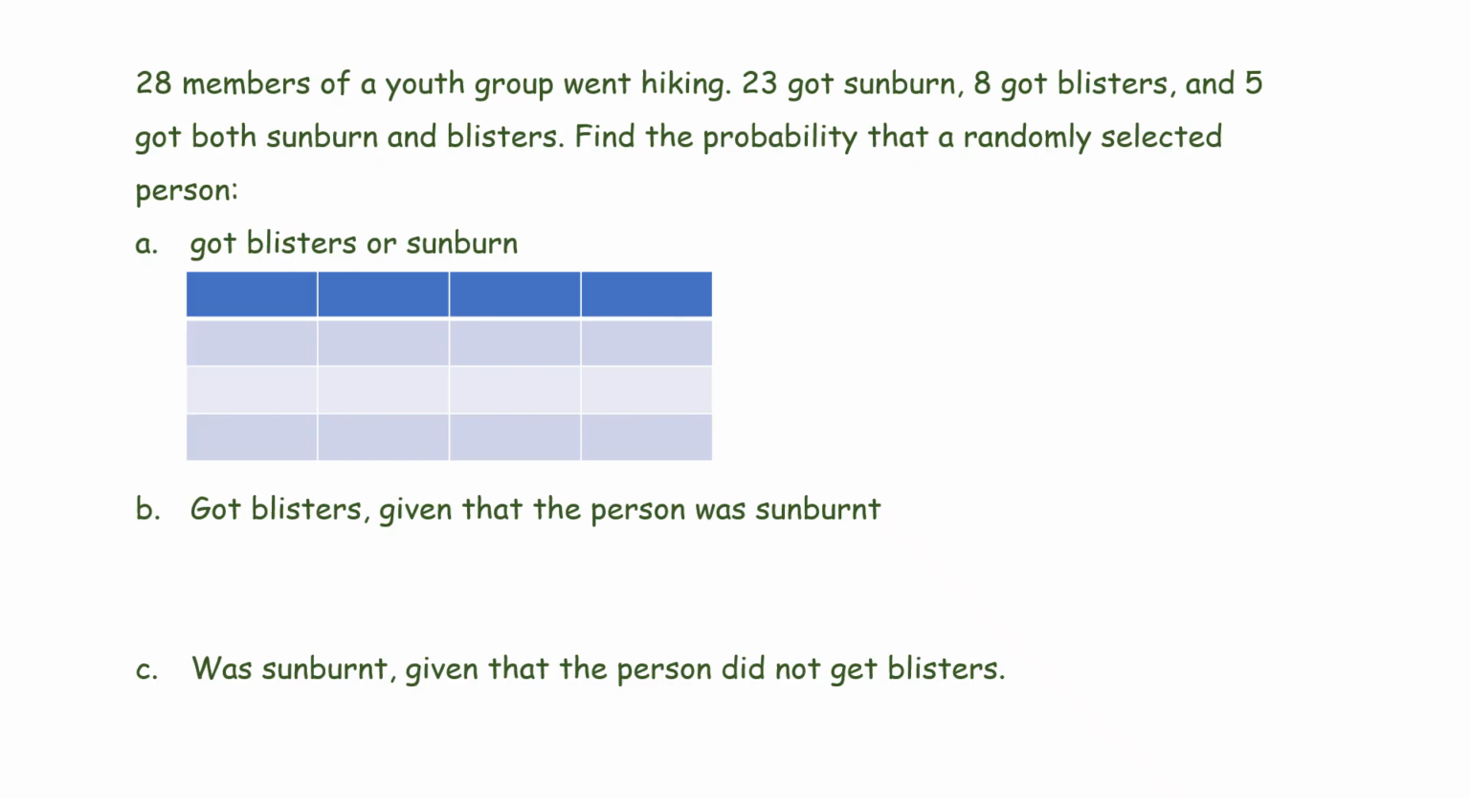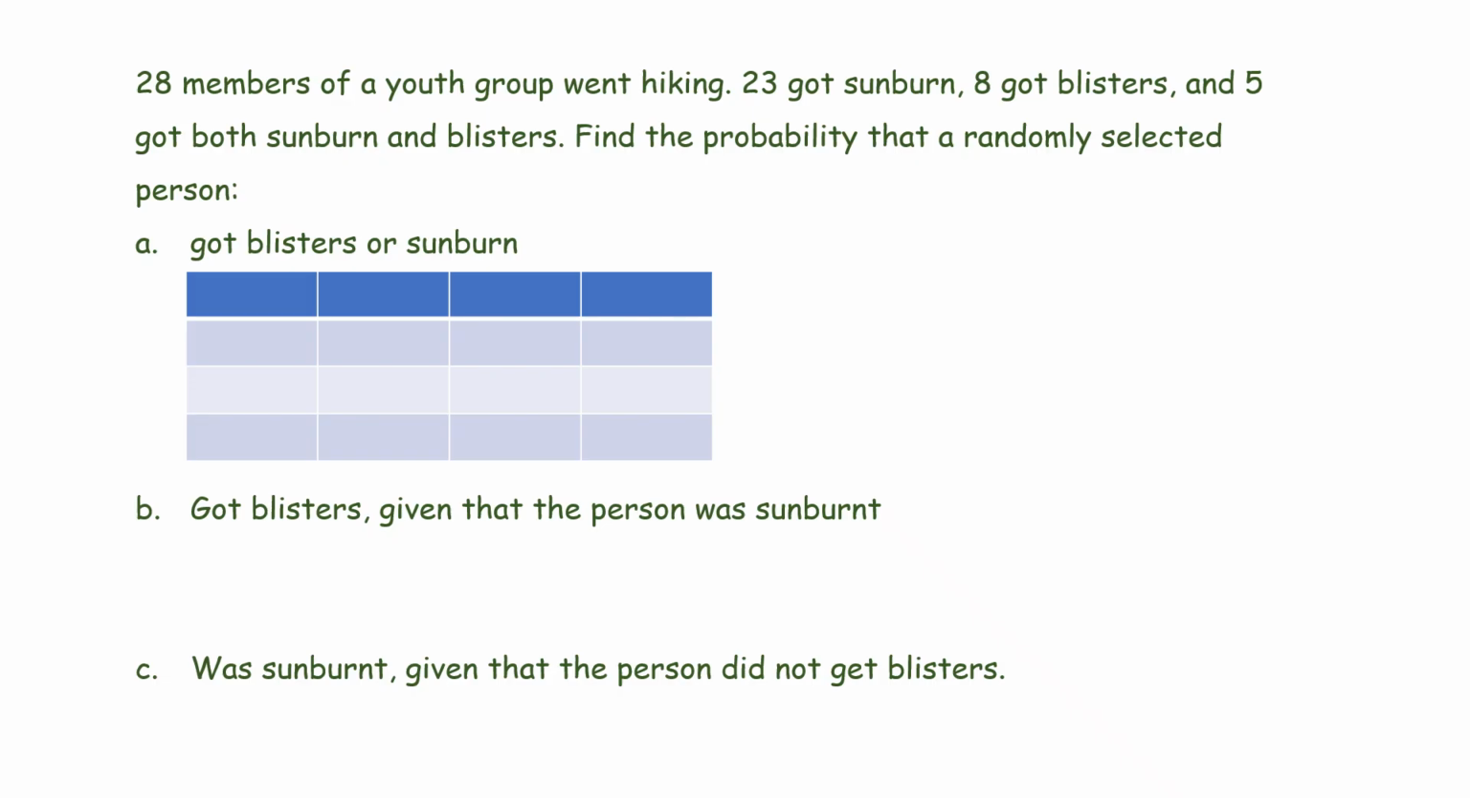Here's another one. Pause this video, try it on your own. 28 members of a youth group went hiking. 23 got sunburn, 8 got blisters, and 5 got both sunburn and blisters. Find the probability that a randomly selected person A, got blisters or sunburn, B, got blisters given that the person was sunburnt, and C, was sunburnt given that the person did not get blisters.